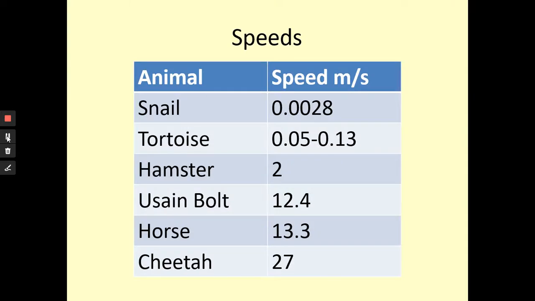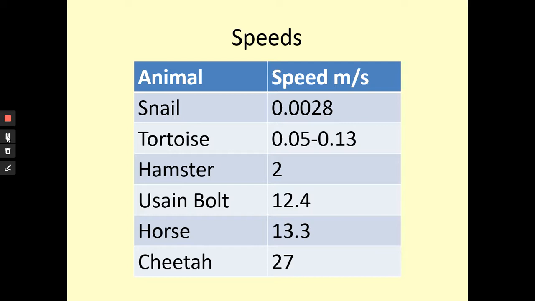So let's see how you got on. The snail is the slowest, then the tortoise, then the hamster, then Usain Bolt, then the horse and the cheetah. And if you know your natural history, you should know that the cheetah is the fastest land-based animal we've got. There are birds that can move faster than a cheetah, but not whilst running, only whilst flying.